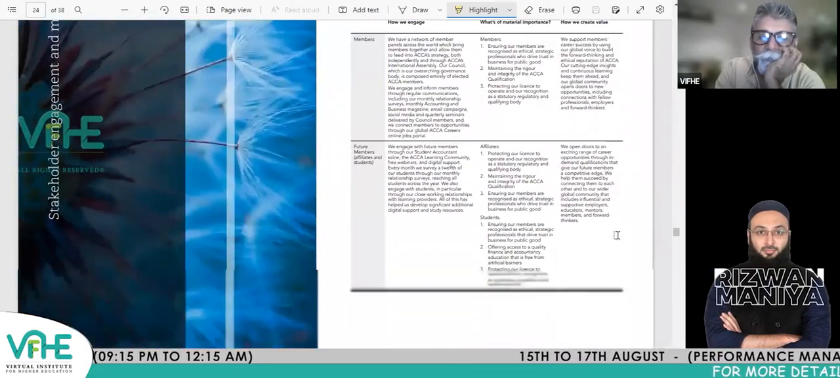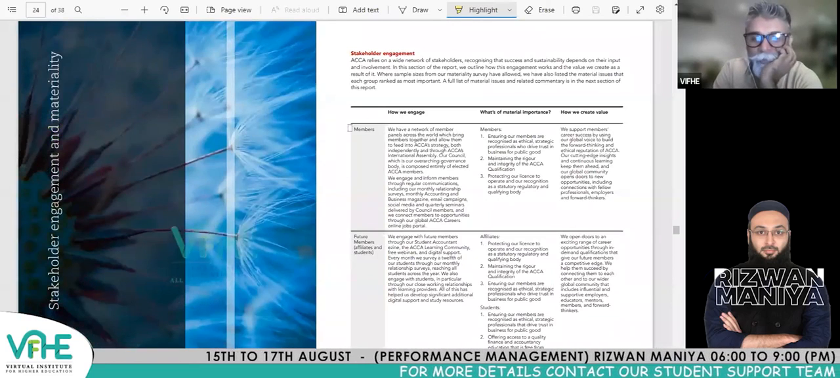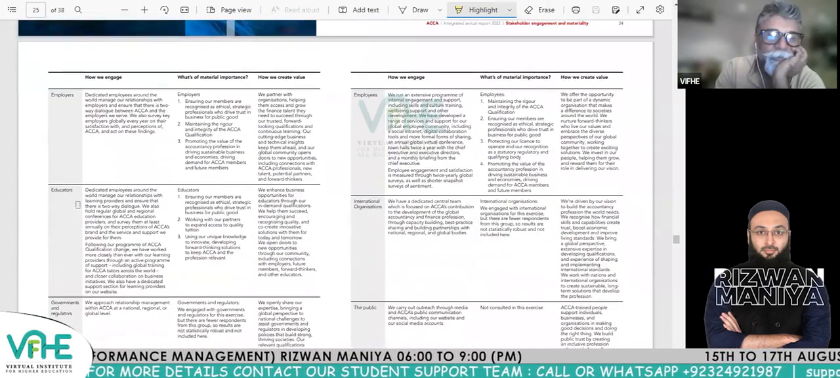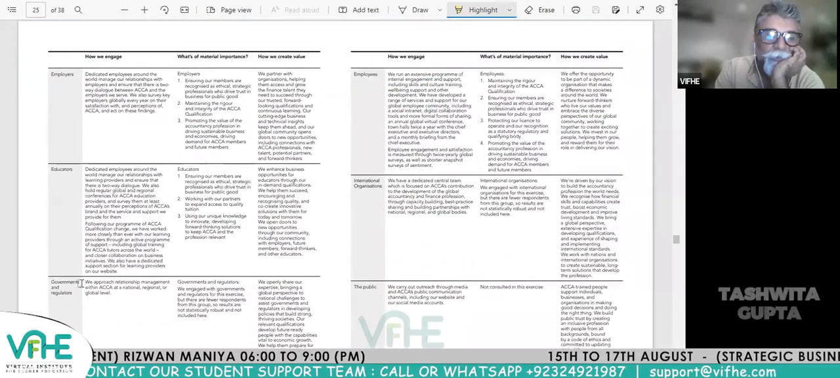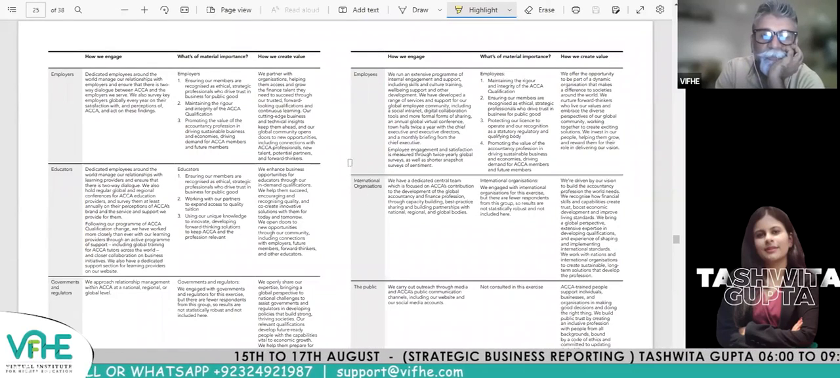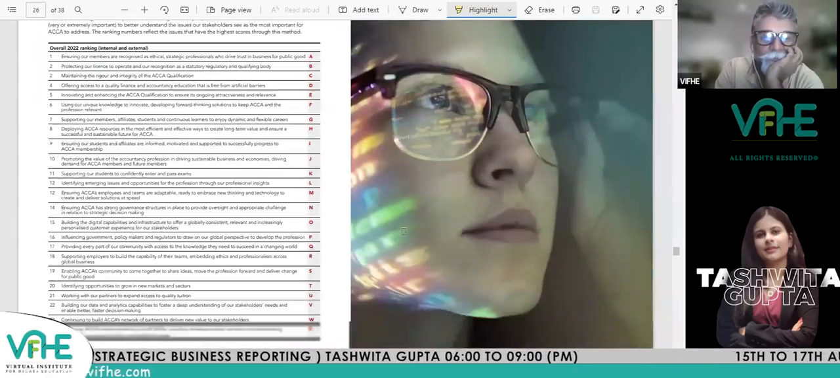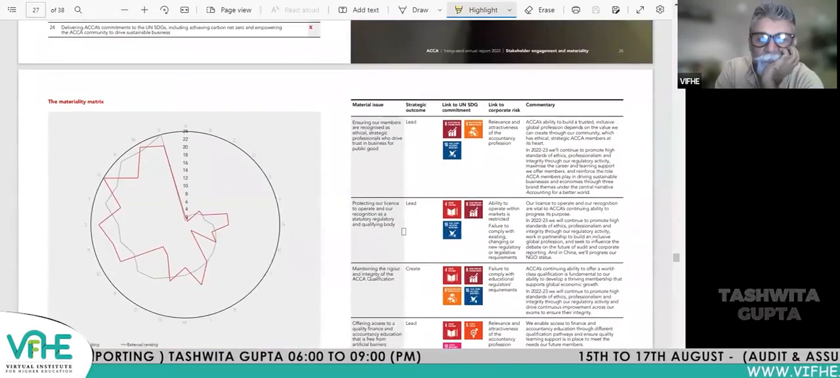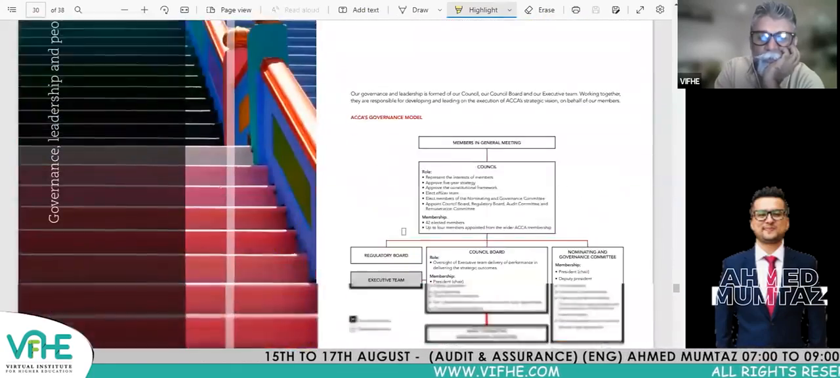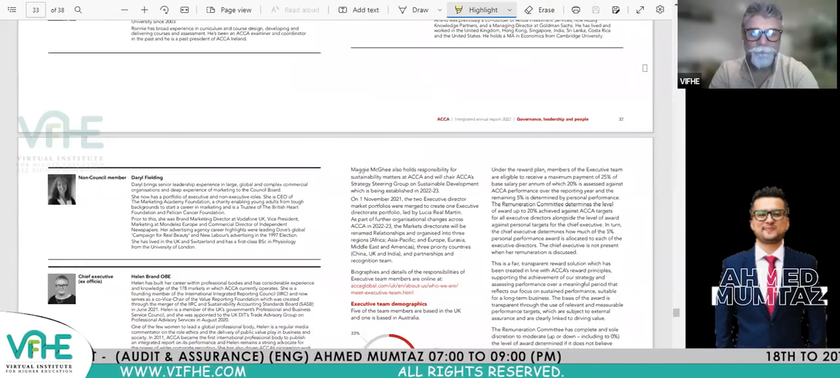Some more beautiful people. Stakeholder management. So who are their stakeholders? The question we did yesterday: members, future members or students, employers, educators, governments and regulators, international organizations, employees, public, suppliers, you see, internal, external. So this is a time consuming thing. I just wanted to show you that integrated report.